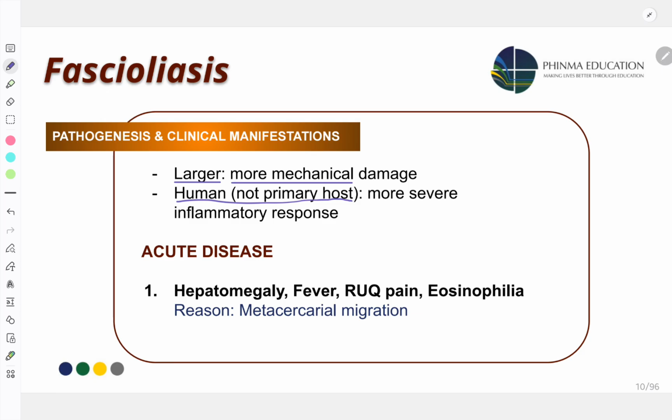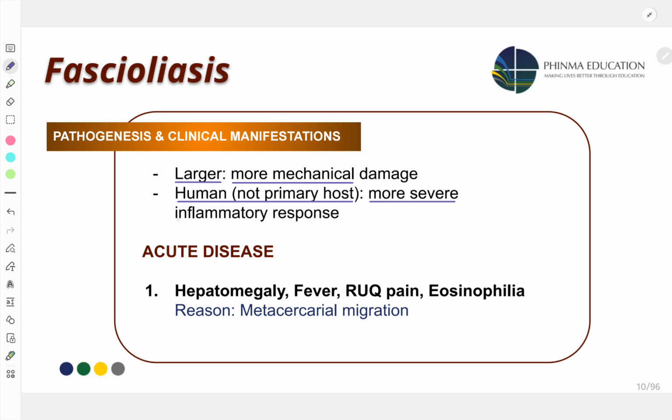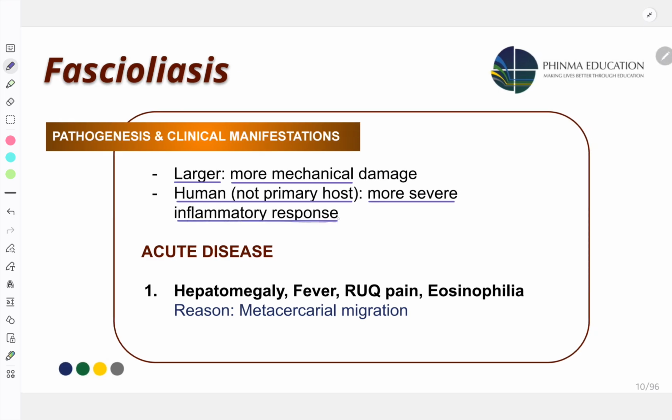So the humans are not the primary host. Remember, the primary host of Fasciola is the sheep. That is why it is more severe, because the parasite was not designed for humans. It's very inflammatory to humans, because Fasciola is very foreign to the human body.